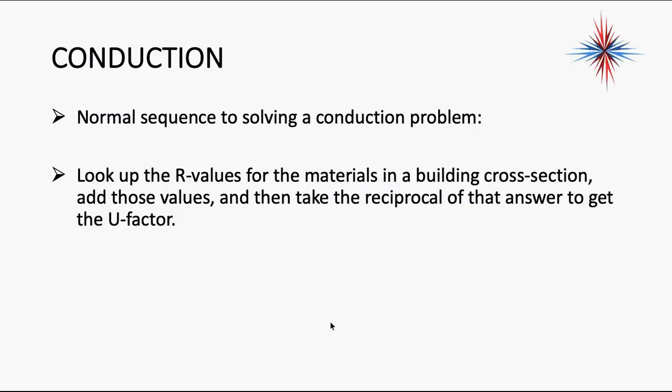A normal sequence to solving conduction problems: we look up the R values for the materials in a building cross-section, add those values up, and then take the reciprocal to get the U value. What I'm basically saying is U equals 1 divided by R.